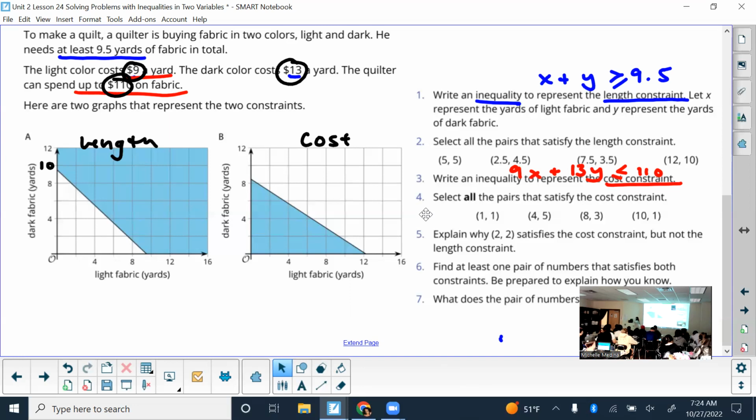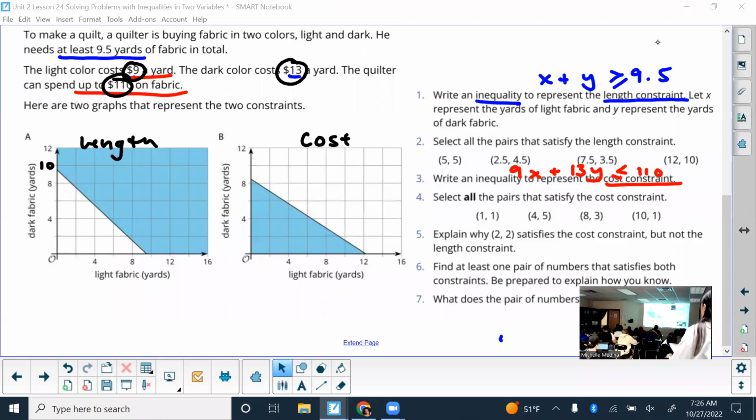So how do I know if it satisfies it or not? If it's in the shaded area or if it's on a solid line. Because sometimes we do have dashed lines, right? If it's on a solid line or in the shaded area, it satisfies it. So try that for about a minute.